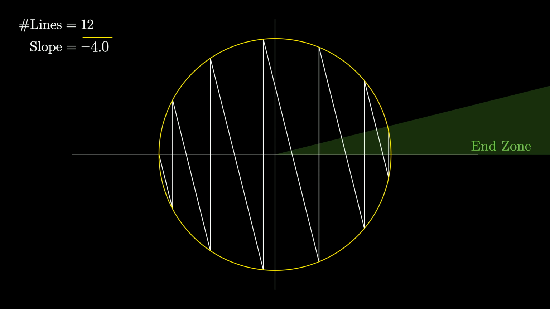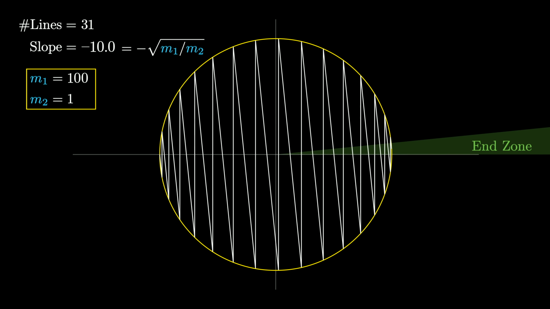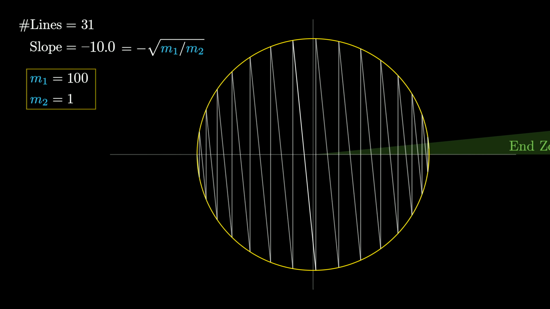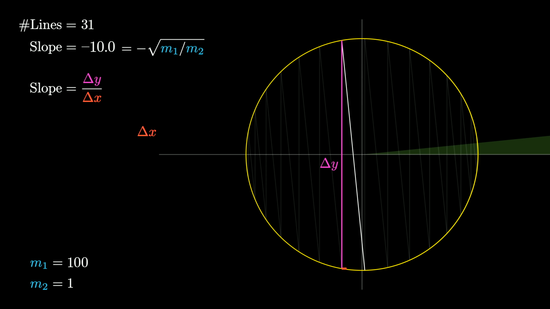Remember how I said that the slope, not the angle, mind you, but the slope, looks like the negative square root of the mass ratio? So in our example where that mass ratio was 100 to 1, the slope looks like negative 10. Well, what is slope? What is that telling us? It's the rise over run, which is the change in y divided by the change in x as you move along this line. Now, how does that relate to that little angle that I drew before?